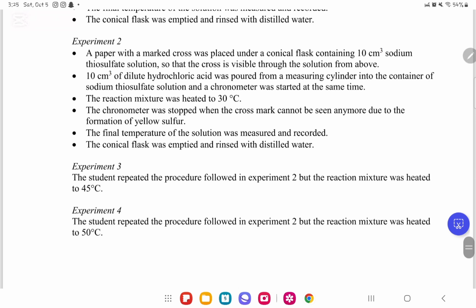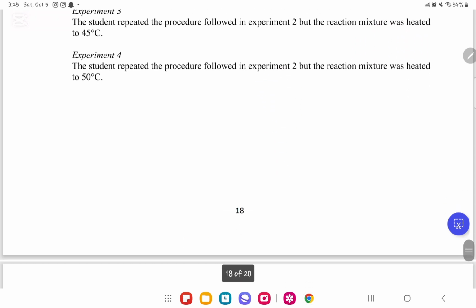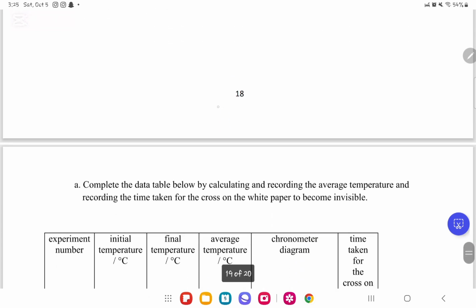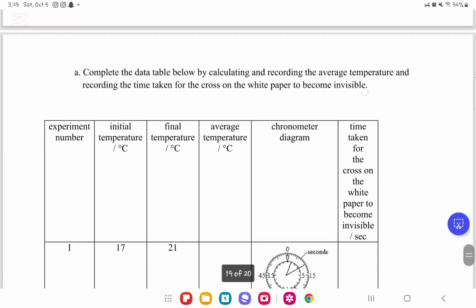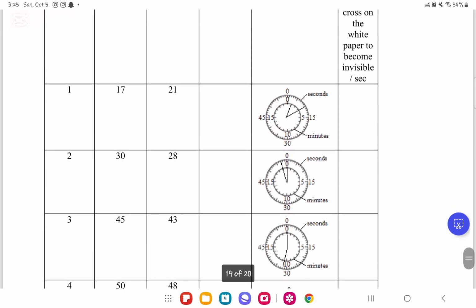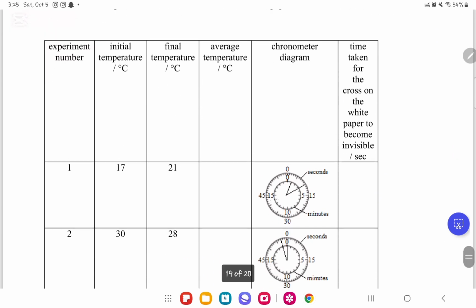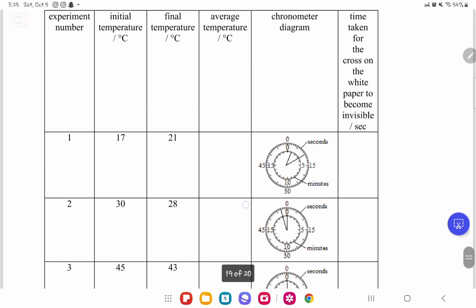Experiment 3. The student repeated the procedure followed in experiment 2, but the reaction mixture was heated to 45 degrees Celsius. And experiment 4, the student repeated the procedure in experiment 2, but the reaction mixture was heated to 50 degrees Celsius. So now, complete the data below by calculating and recording the average temperature and recording the time taken for the cross on the white paper to become invisible. So here we have the chronometer diagram, the time taken, the final temperature, the initial temperature, and the experiment number.